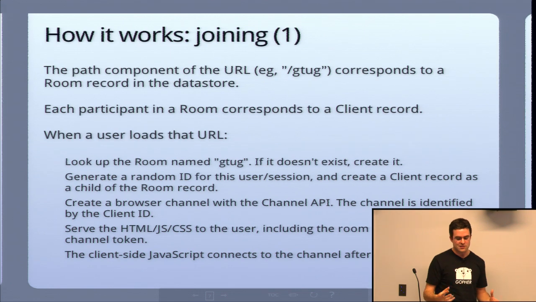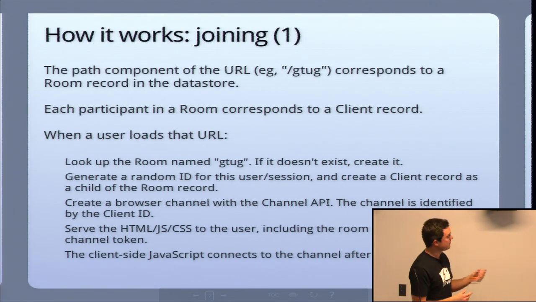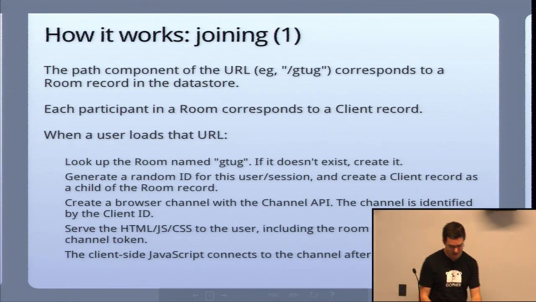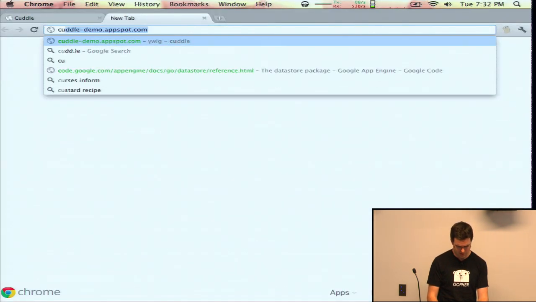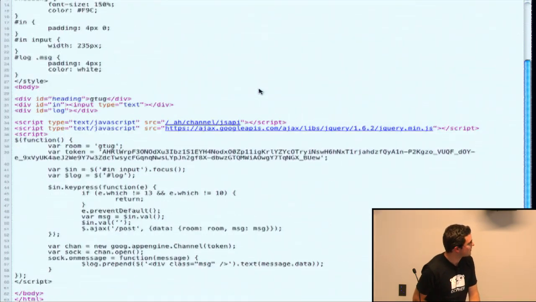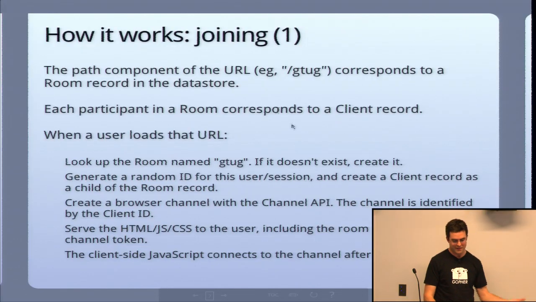we create a browser channel for them with the channel API. And that channel is identified by a client ID and a special token. And then we write the user interface, which is just a blob of HTML, CSS, and JavaScript. Which, if I go to my demo again, you can see it looks something like that. It's just got all of it in one big blob. We write that out with the channel token so they can connect to the channel, and the name of the group, and the JavaScript does all the rest.